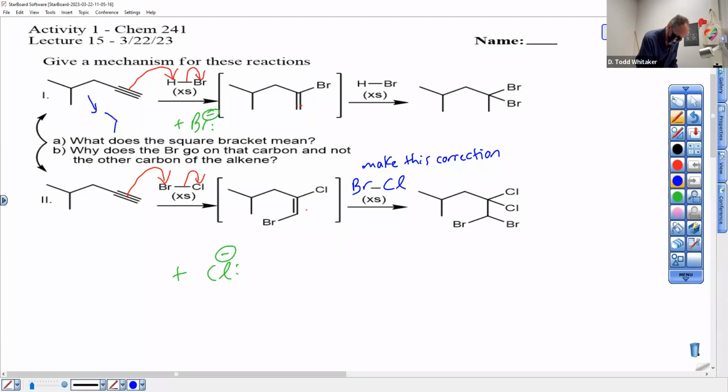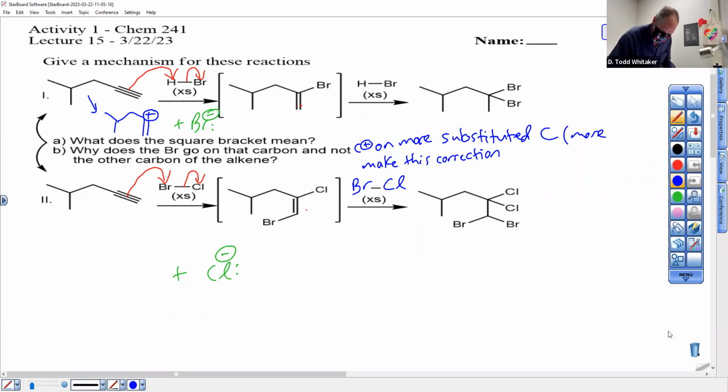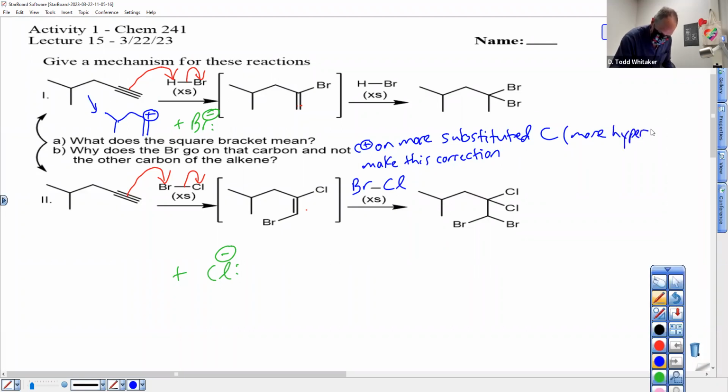We got an iso group, we got a CH2 to a C to a C double C. Why is it better to put the plus charge there than on the bottom? Because that answers this question. C plus on more substituted C. More hyperconjugation. Hyperconjugation, yeah.